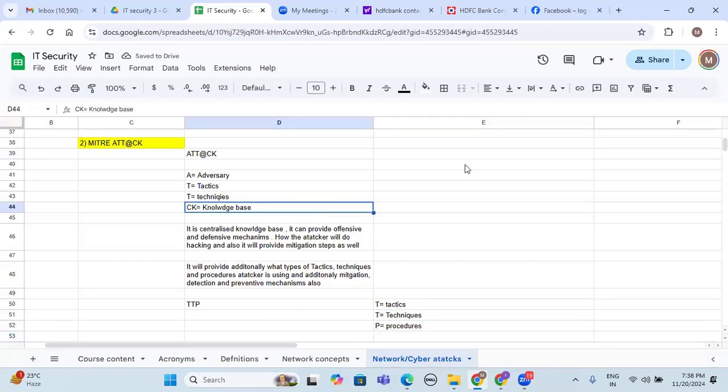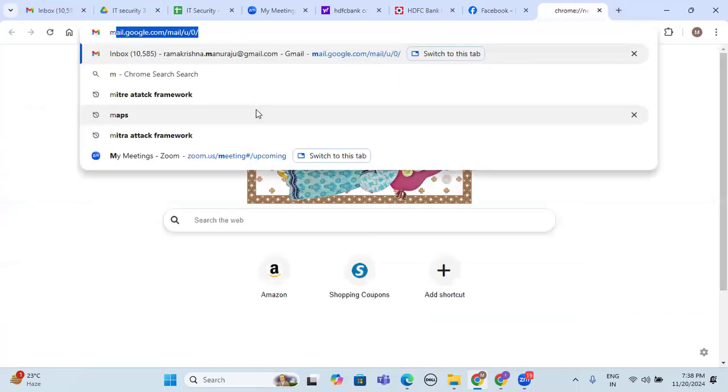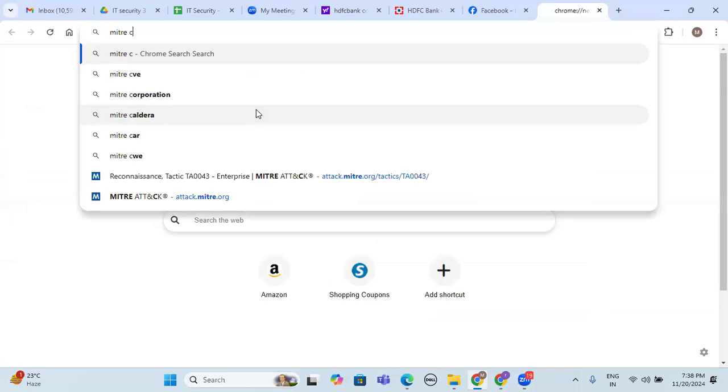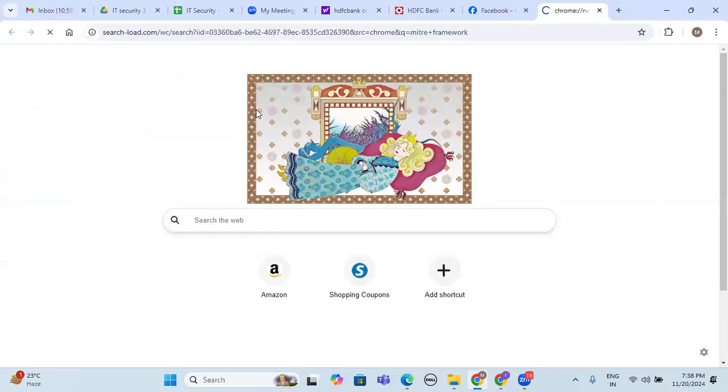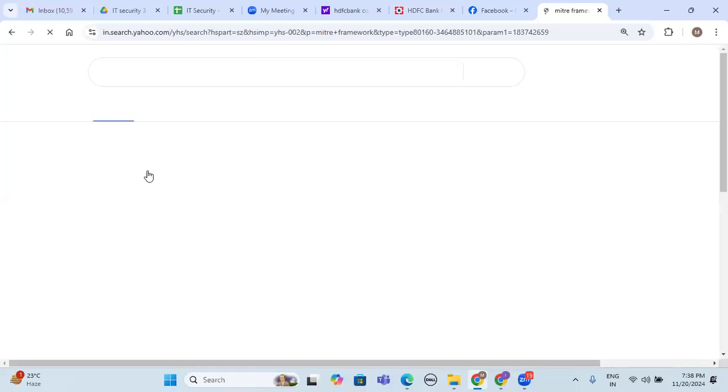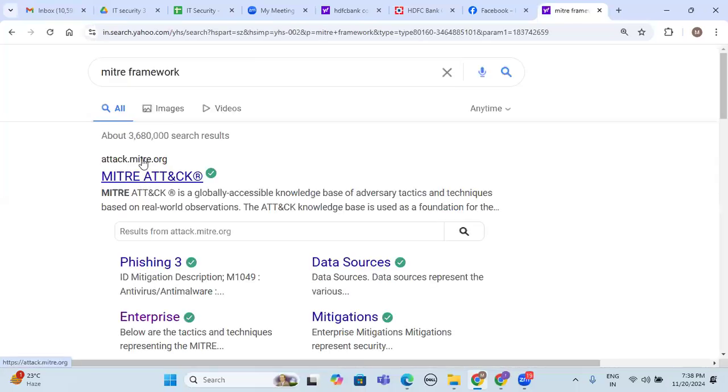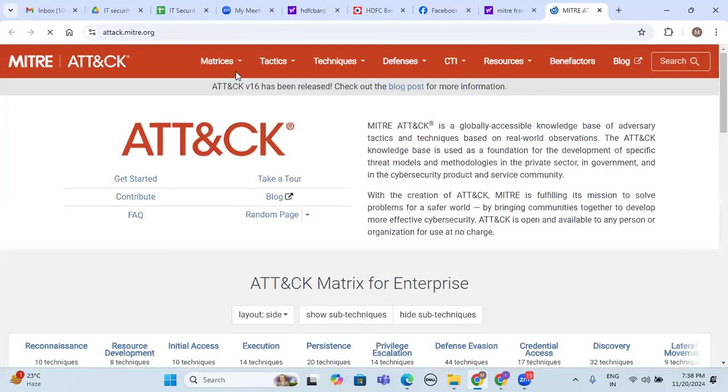Now let's go on. I will show practically. So just you can go to Google and type Mitre framework, enter. Click on attack.mitre.org. Click on this one. You can see Mitre attack. It will provide the frameworks, tactics and techniques and procedures for the enterprise level, mobile level, ICS, industrial control system.